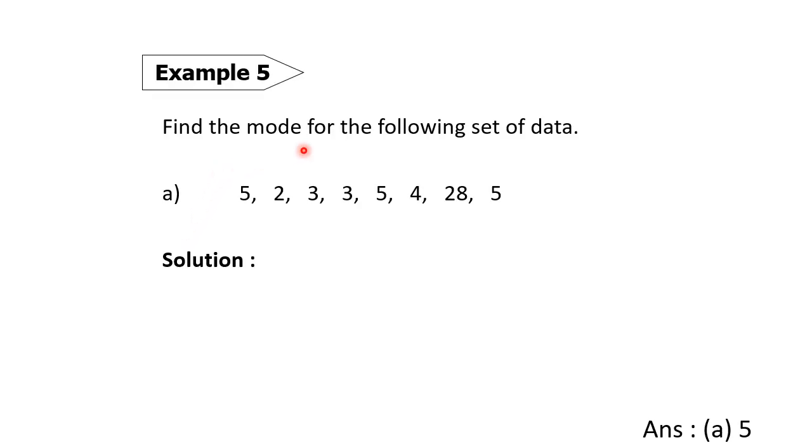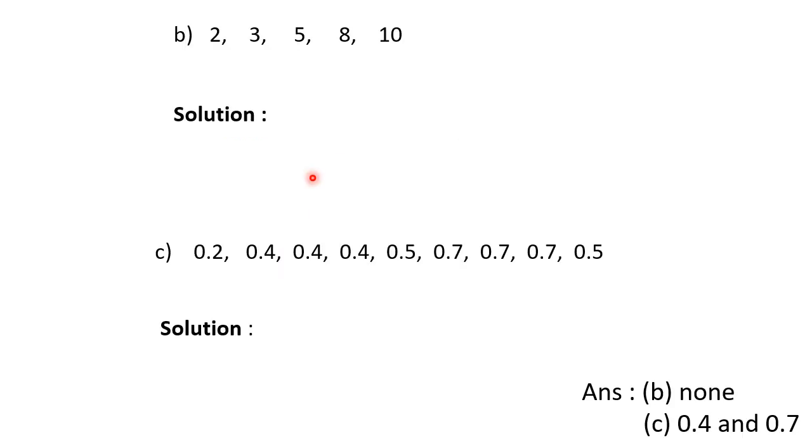Find the mode for the following set of data. So look at the data. How many data that occurs most? So as you can see here, 5 we have 2, 1, 2. And then 5 we have 3 times. 1, 2, 3. And 3 we only have 2. So the most occur data here is 5. So the mode should be 5. Right?